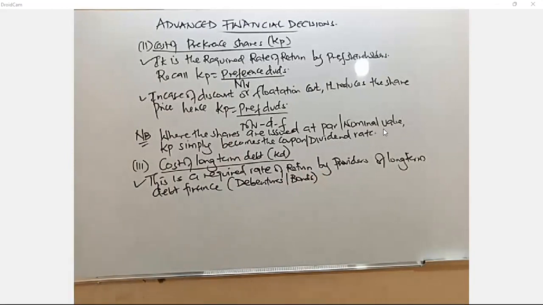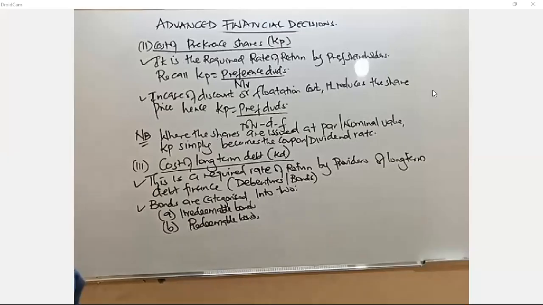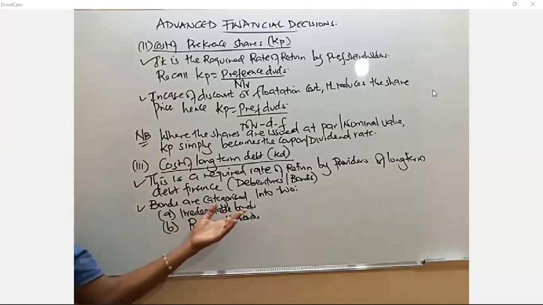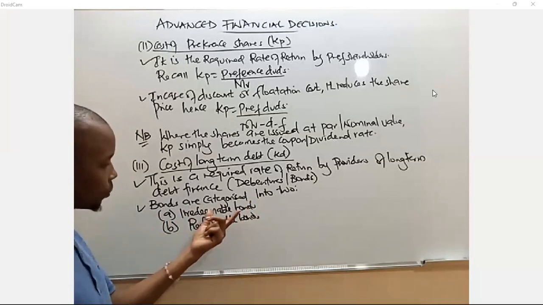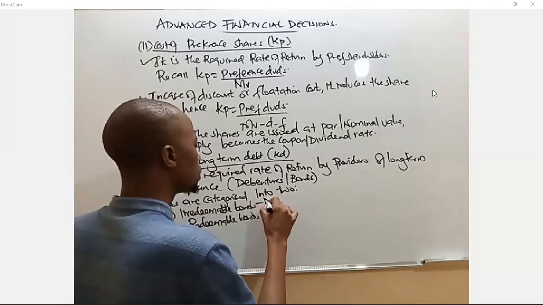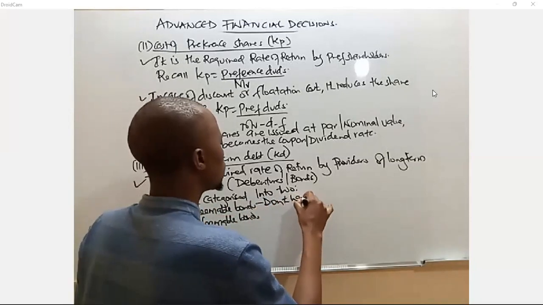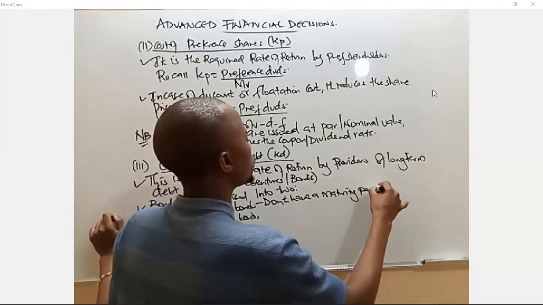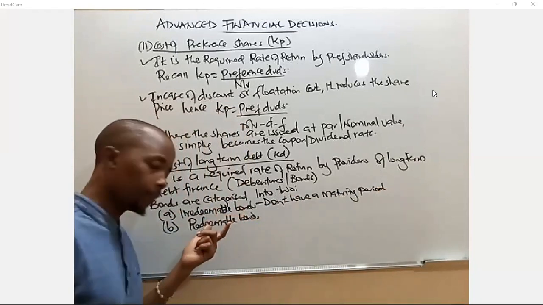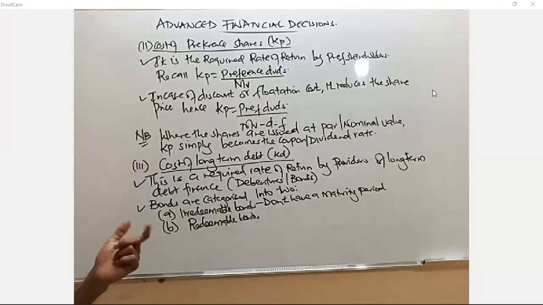I remember we were discussing bonds being categorized into two. When we are discussing the irredeemable bonds, they don't have a maturity period. So how are we going to calculate the cost of these bonds?